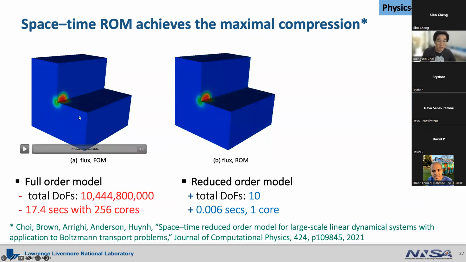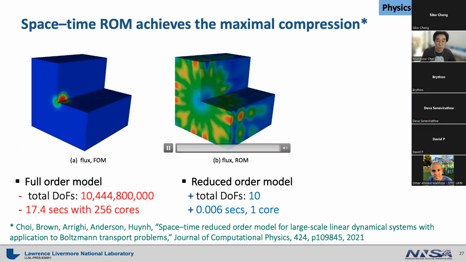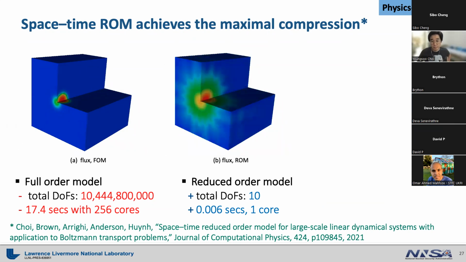order model, the movie is almost identical to the reduced order model movie. But this demonstrates the space-time reduced order model, where not only the spatial domain complexity is reduced, but also the temporal domain complexity is reduced as well. Using the space-time reduced order models, we were able to reduce the 10 billion degrees of freedom to only 10, and still get pretty much the same physics response as shown in the movie.